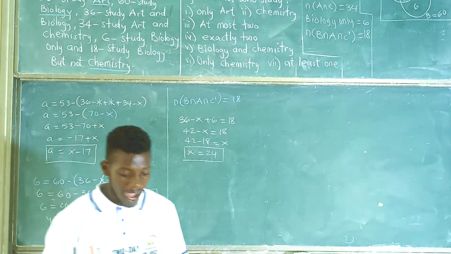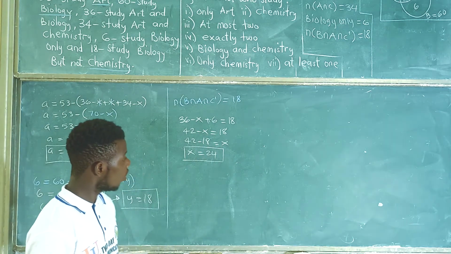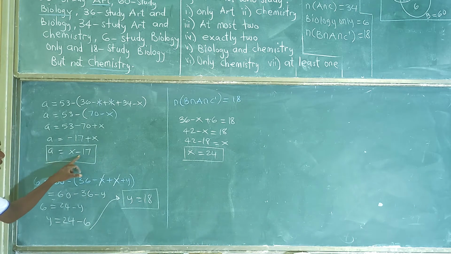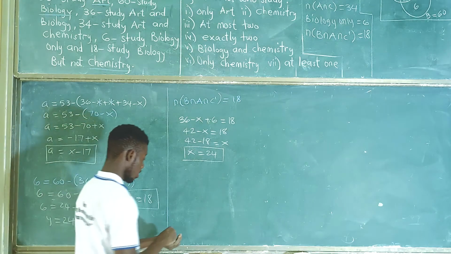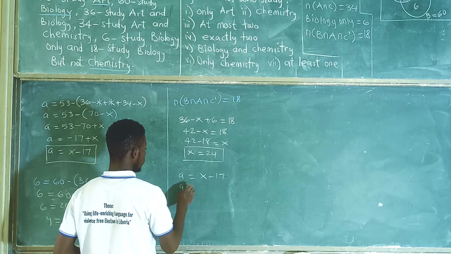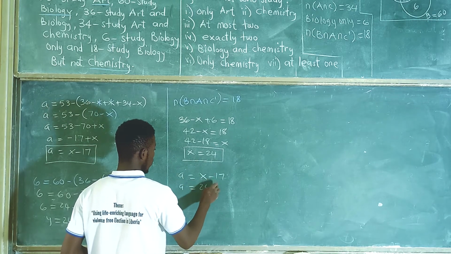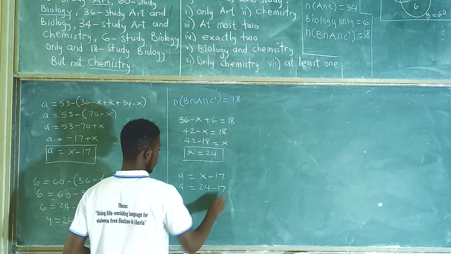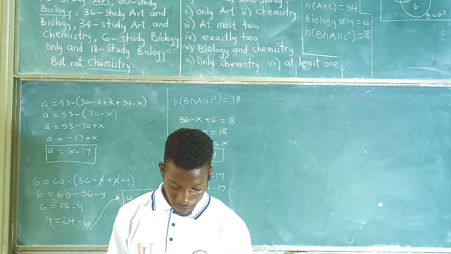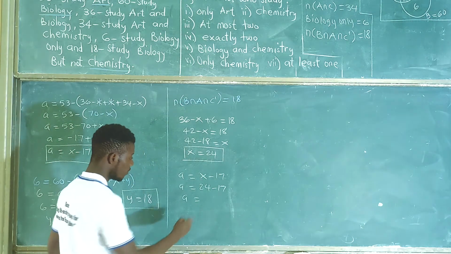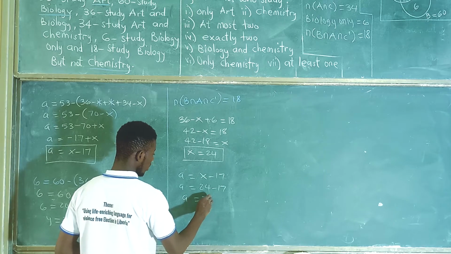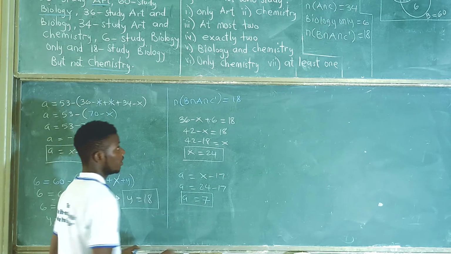Now, after we have x, we know the number of students who study only art to be x minus 17. So the number of students who study only art will be 24 minus 17. If you subtract 17 from 24, you'll be left with 7. So it will be 7 students studying only art, which is our A.